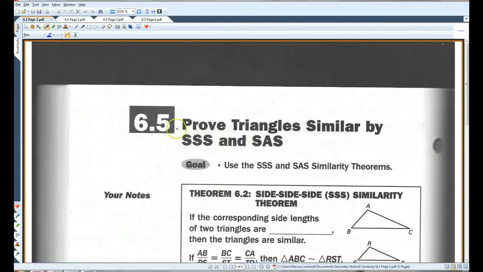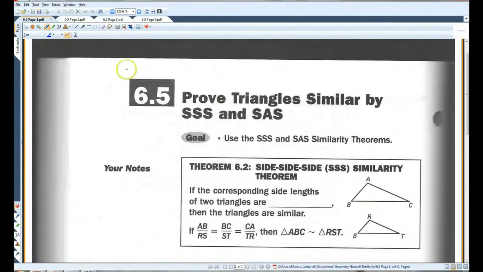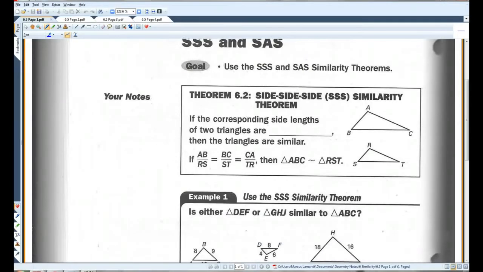Alright, if you guys could please turn to the page in your notes that looks like this. 6.5, prove triangles similar by SSS and SAS. Alright, SSS similarity. This is different from the SSS congruency theorem. This says that if the corresponding side lengths of two triangles are proportional, then the triangles are similar.